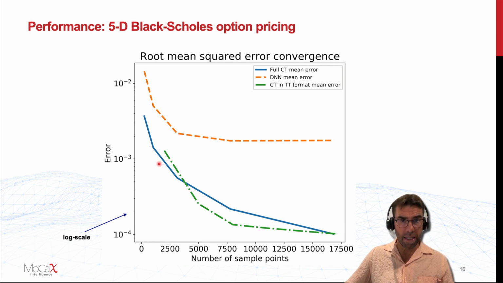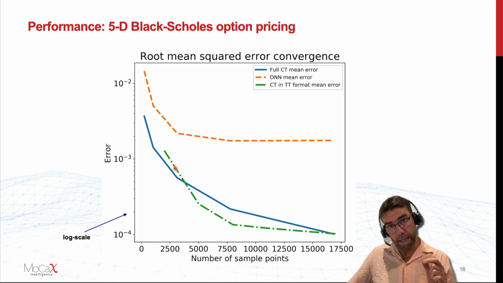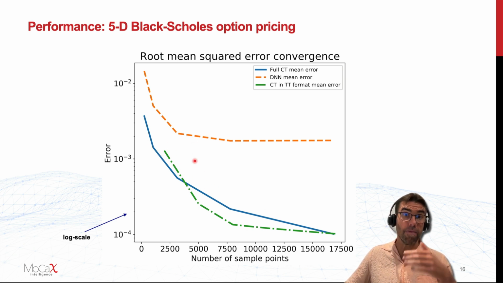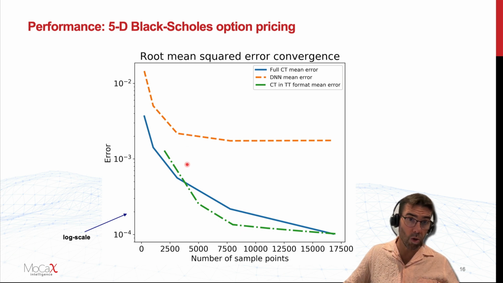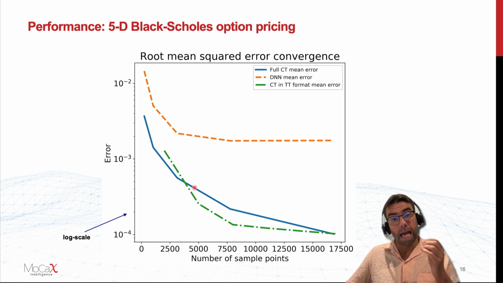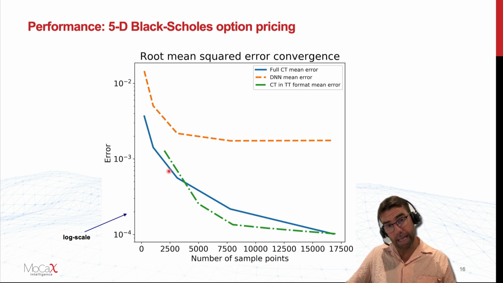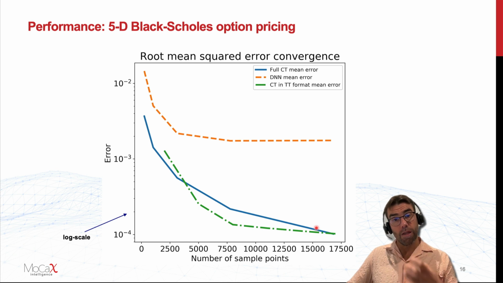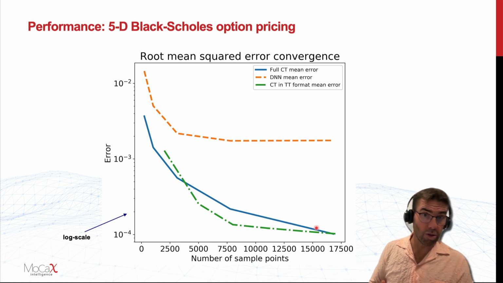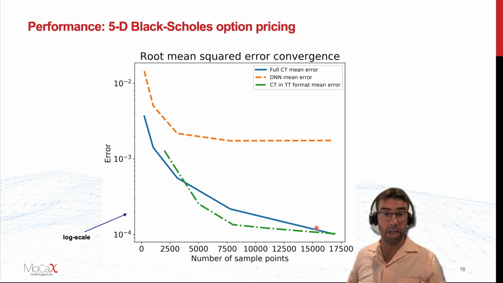However, when you use Chebyshev tensors, these two versions here, one is the full Chebyshev tensor, and the green line is the Chebyshev tensor in TT format. You can see how they always keep on increasing. First of all, they are better than DNNs for this particular problem by 1 or even 2 orders of magnitude. And then as you increase the number of points, the tensors keep on getting better all the time. You can see how this exponential convergence that I was talking about before is really being unleashed here. There is a prescribed way in which you can increase the accuracy of the tensor always.